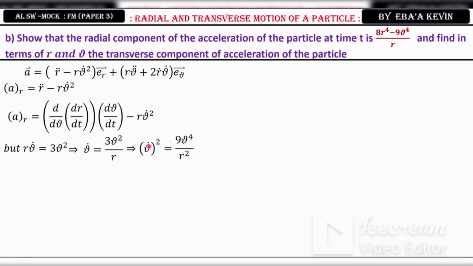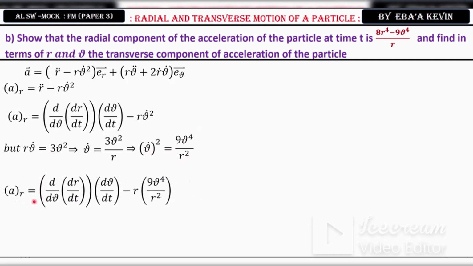So theta dot squared is going to be 9 theta raised to the power 4 divided by r squared, for which we are therefore going to obtain the radial component of acceleration to be equal to d, open bracket, r dot with respect to theta, that is d r dot d theta, times d theta dt, minus r times theta dot squared. Theta dot squared is this expression, which is 9 theta raised to the power 4 divided by r squared.